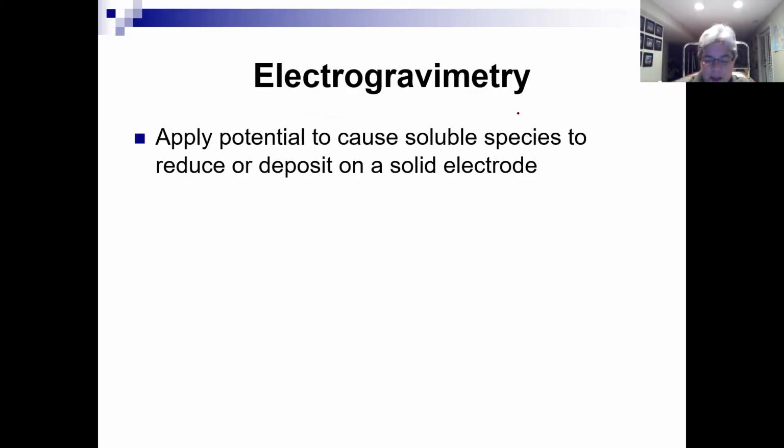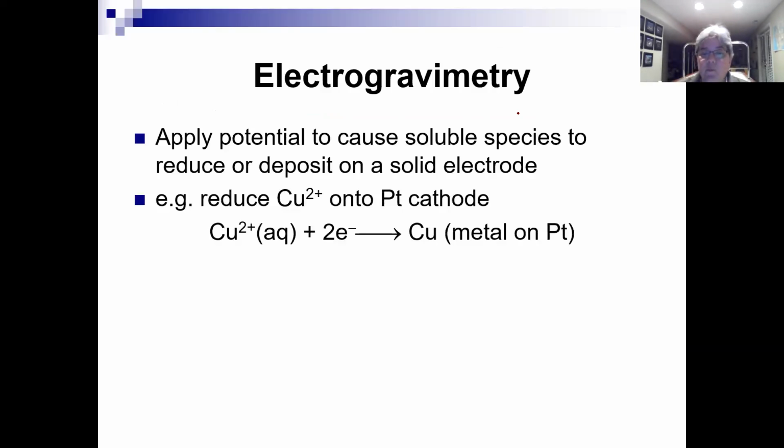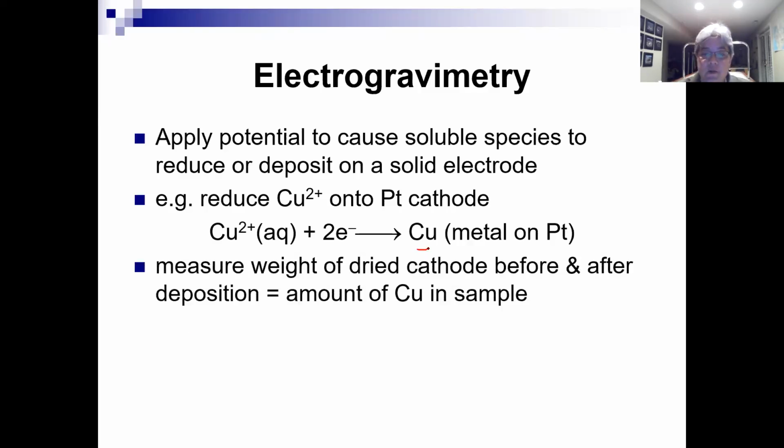All right, let's talk now about the 2 methods. So the first one, electrogravimetry. So this is where we apply a potential to cause the soluble species to reduce or deposit. We've already looked at the deposition of copper, so we apply a potential so that these copper 2 ions in solution deposit as copper metal, usually on a platinum electrode.